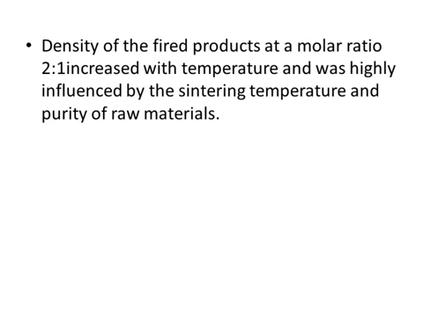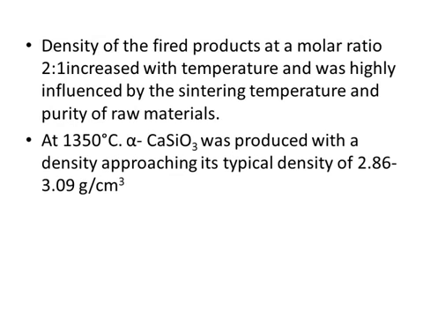The density of the fired products at a molar ratio of 2:1 increased with the temperature and was highly influenced by the sintering temperature as well as the purity of the raw materials. At 1350 degrees Celsius, alpha calcium silicate was produced and this has a density of 2.86 and 3.09 gram per centimeter cube, which is similar to the typical density of wollastonite. So, the properties of the wollastonite prepared from used plaster of Paris and quartz are similar to those of an ideal wollastonite. From this, we can infer that wollastonite can also be prepared from used plaster of Paris and quartz. Thank you.